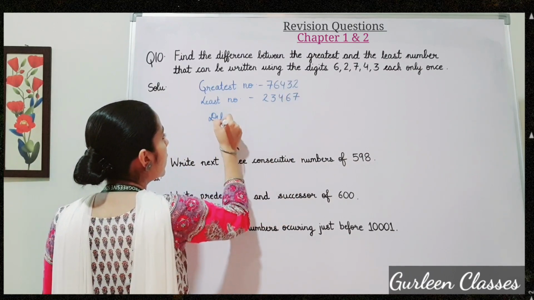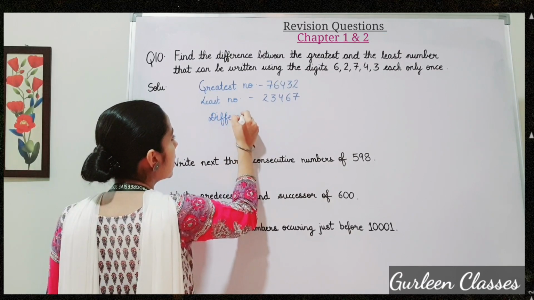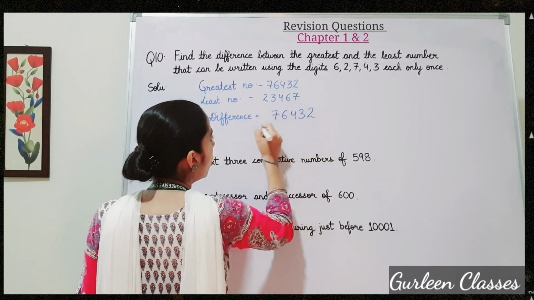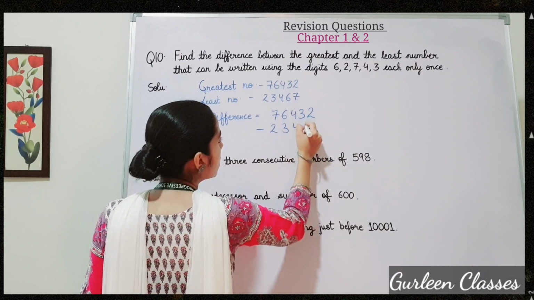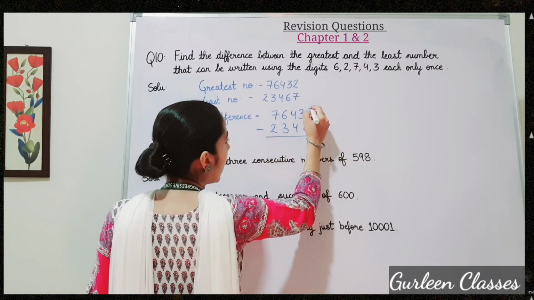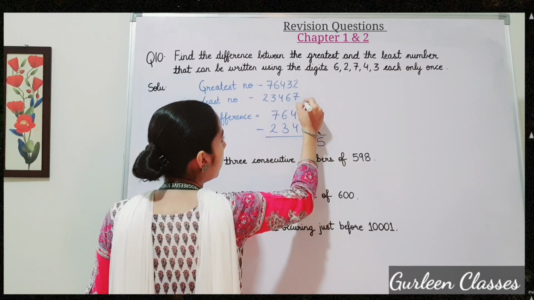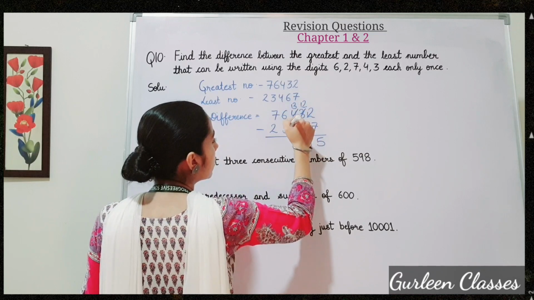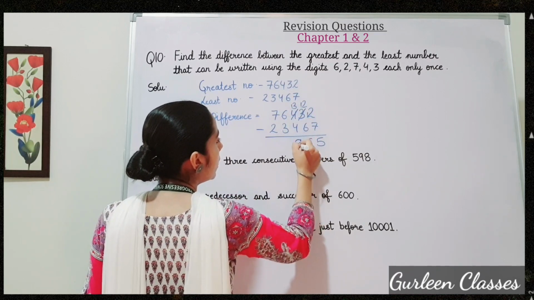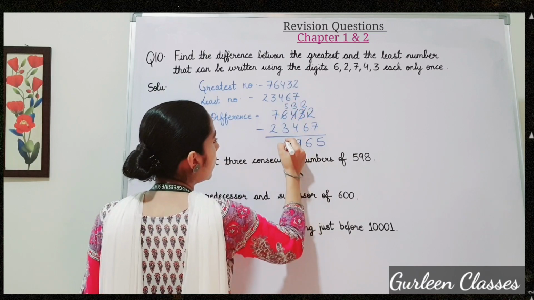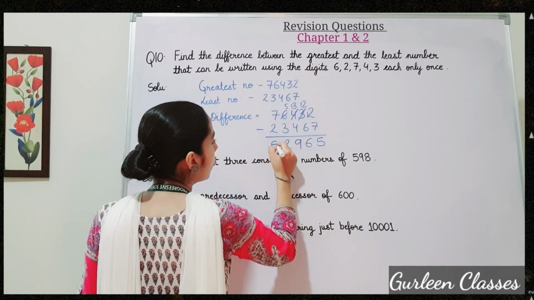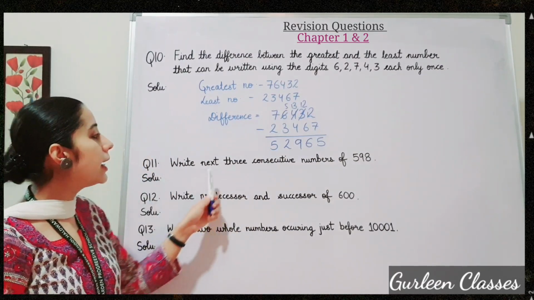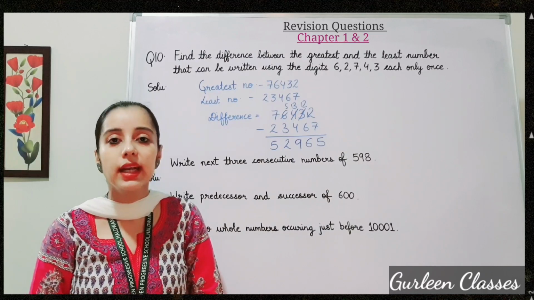Now we have to find the difference of the greatest and the least number. So 76432 minus 23467. Subtract: 12 minus 7, 5. Then 2, 12 minus 6, 6. Then 3, 13 minus 4, 9. Then 5 minus 3, 2. 7 minus 2, 5. The answer is 52,965. Next question. Write the next 3 consecutive numbers of 598.